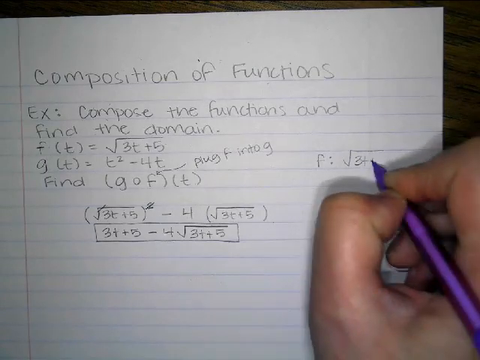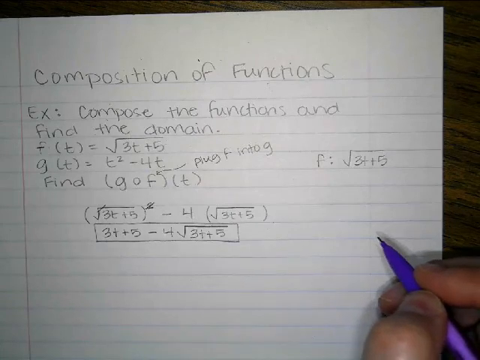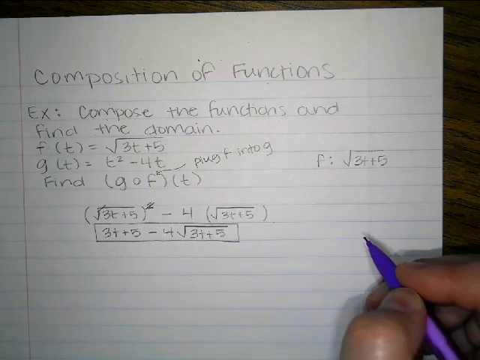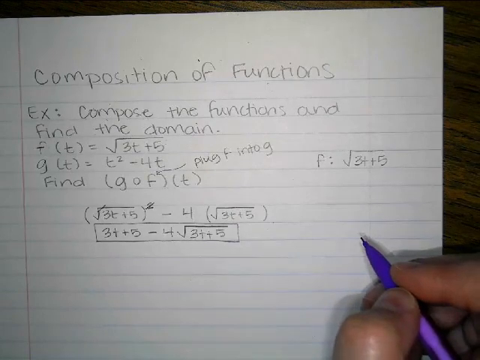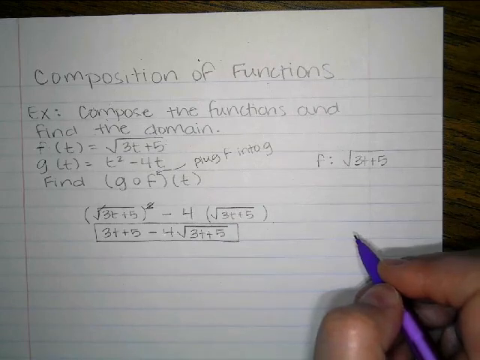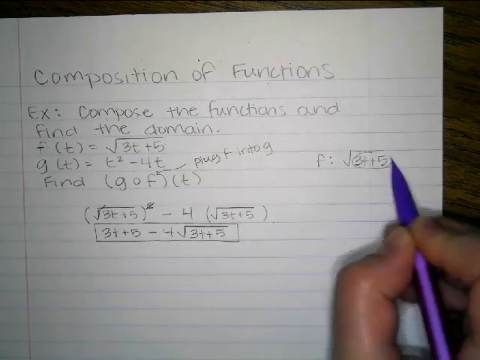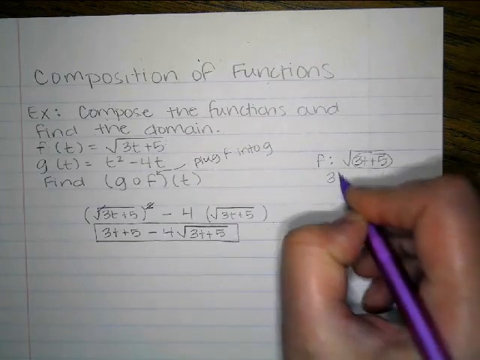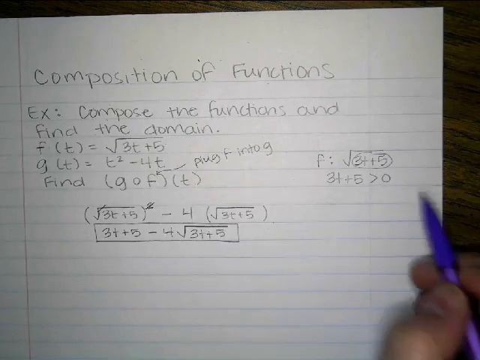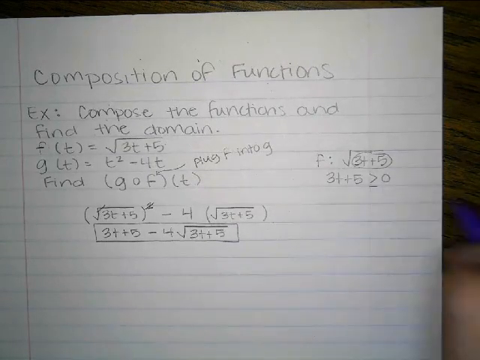And what do we know about square root functions that is special with their domain? Yeah, they can't be negative. They can't be less than 0. So we have to take the part that's underneath the square root sign, the 3t plus 5, and that part has to be greater than or equal to 0. It has to be positive. Can it equal 0? Yes, it can equal 0 because you can take the square root of 0.